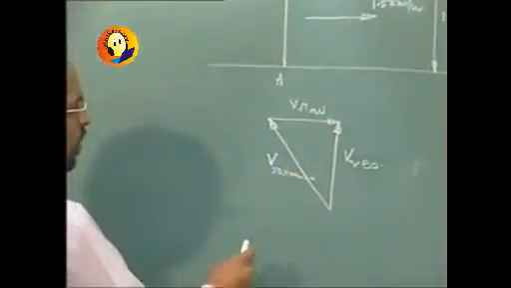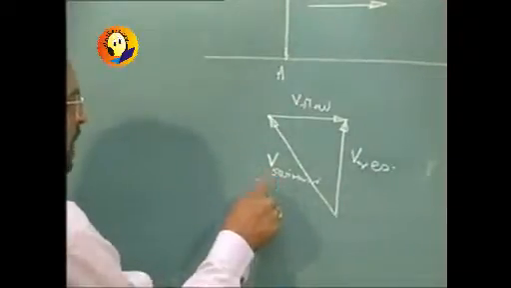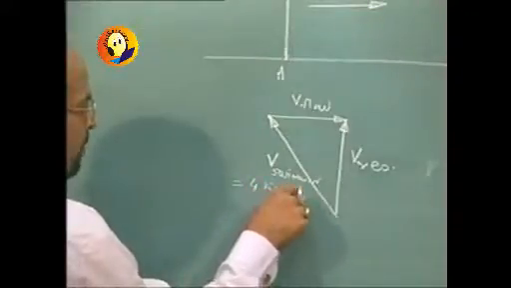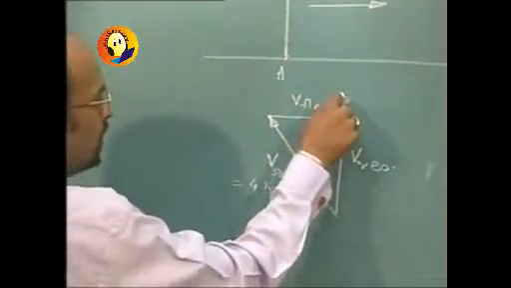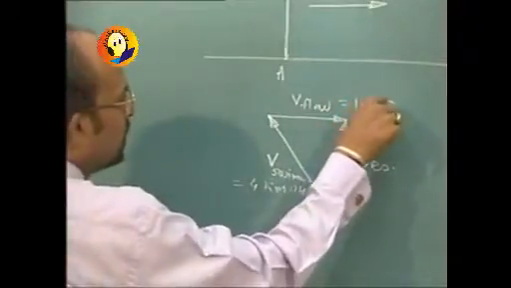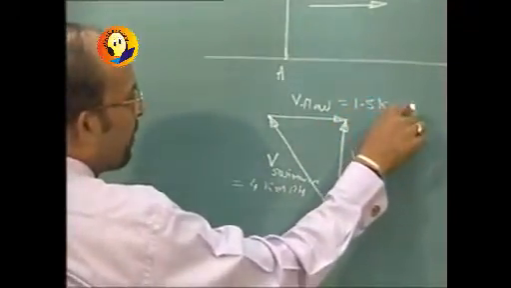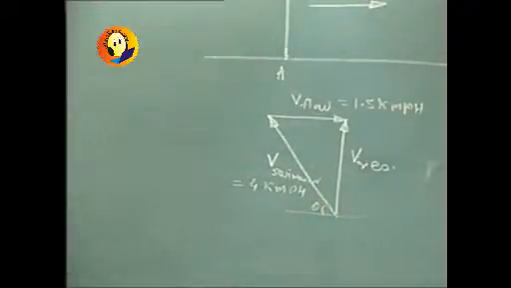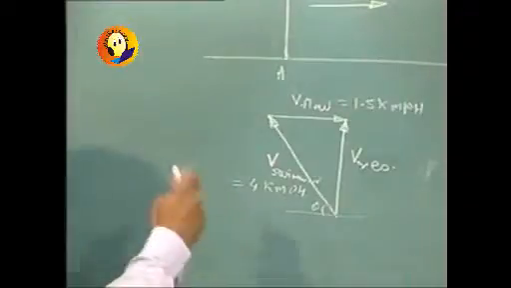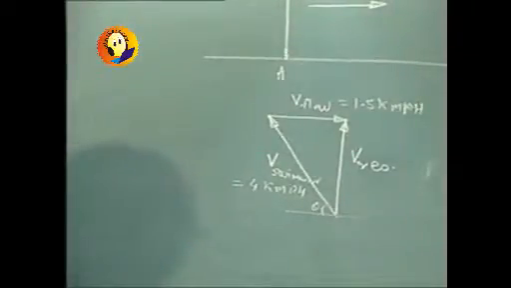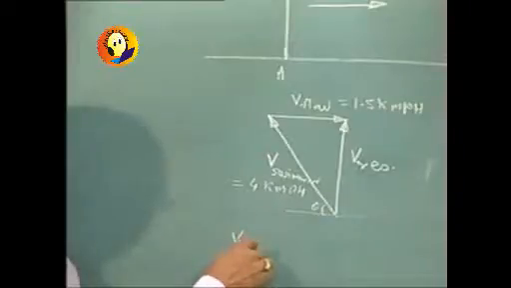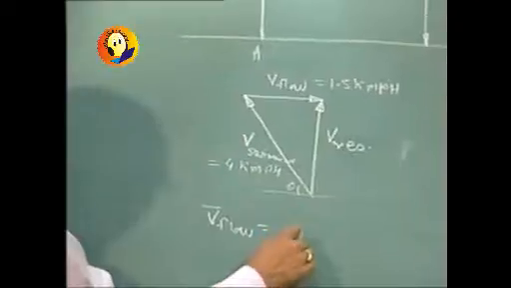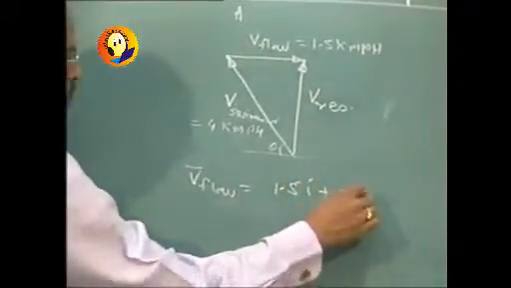Now if this is the problem to be solved, then the velocity of the swimmer, the absolute value, is known to us as 4 kilometers per hour. Velocity of flow is known to us as 1.5 kilometers per hour. But what we don't know is the angle theta, that is, the angle with which it should actually swim. Now we can write the velocity of flow in vector form, and it is going to be 1.5 i plus 0 j.